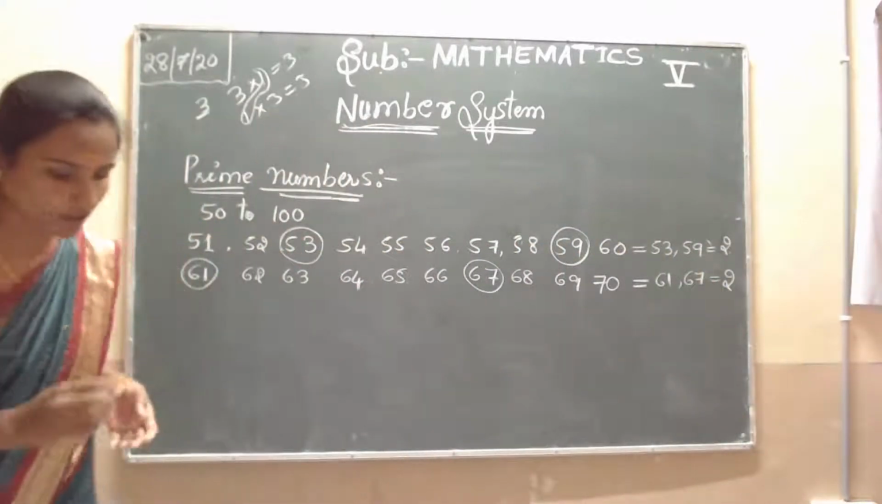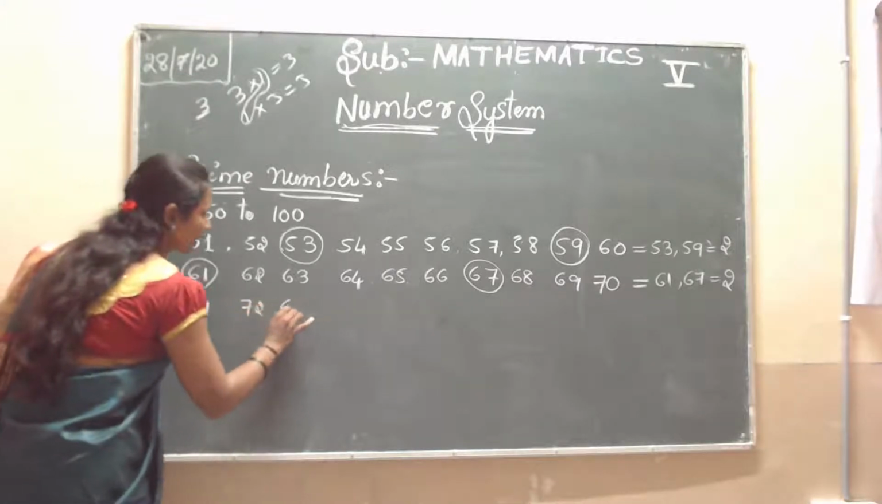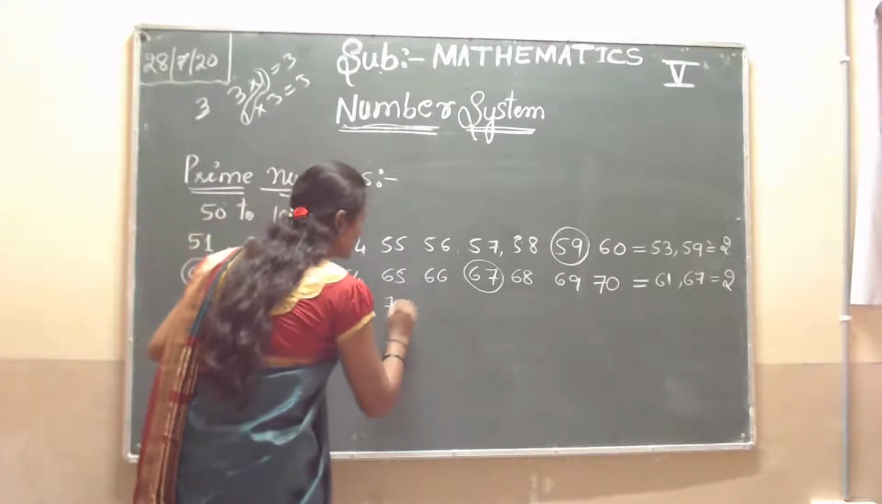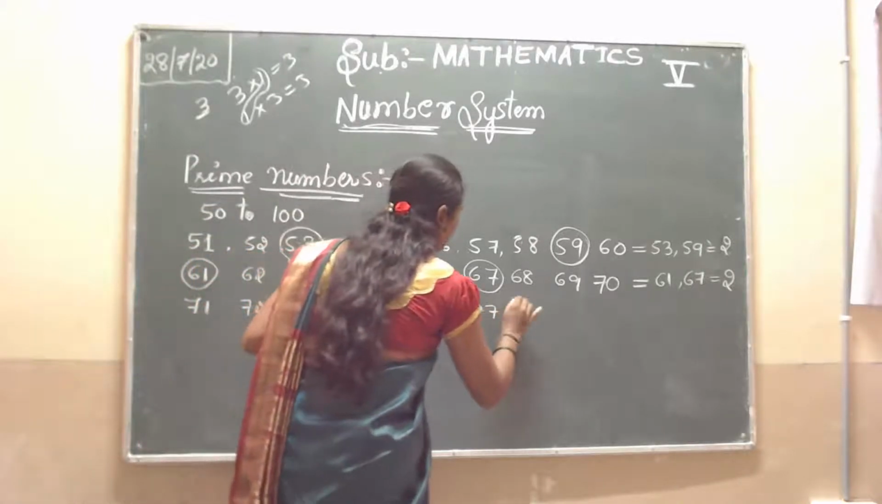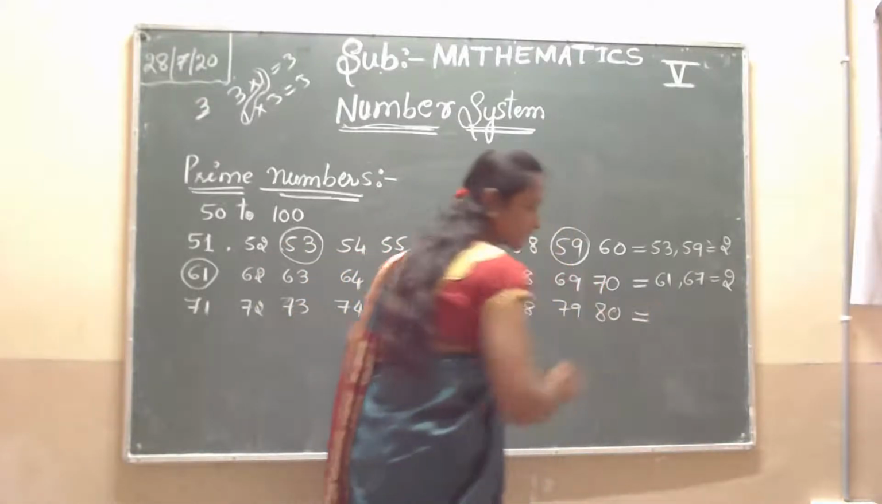Next, 71, 72, 73, 74, 75, 76, 77, 78, 79, 80. Students?